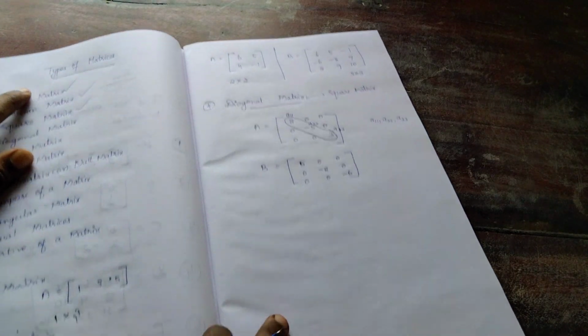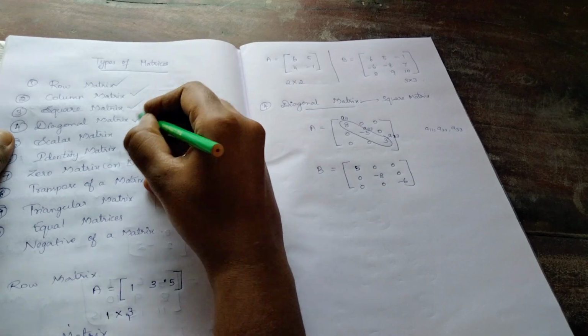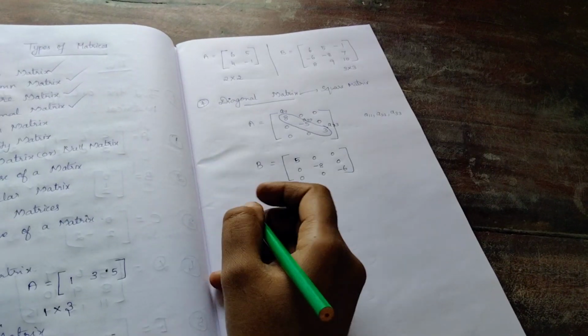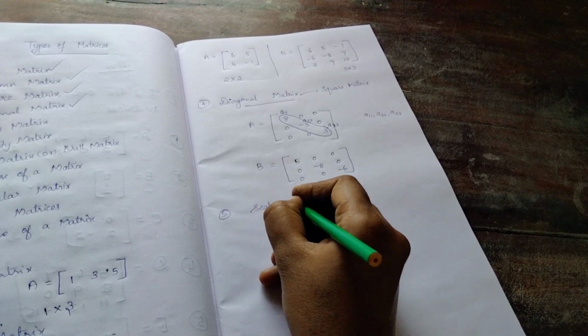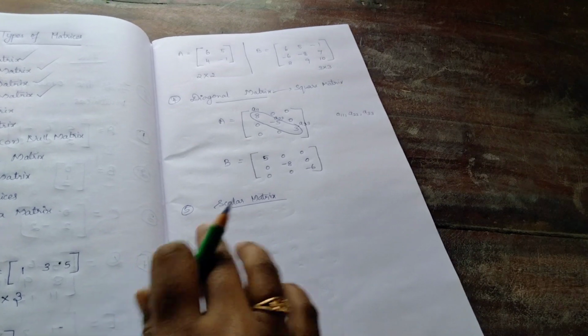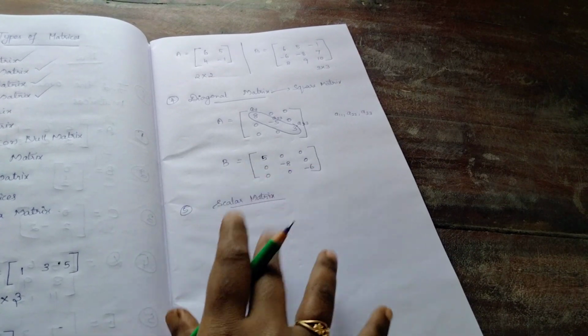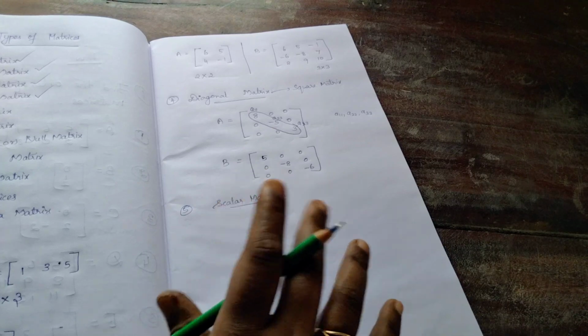So this one is over. Then, after diagonal matrix, scalar matrix. What's the meaning for scalar matrix? It should be a diagonal matrix. So scalar matrices are always diagonal matrices, but the entries should be the same.